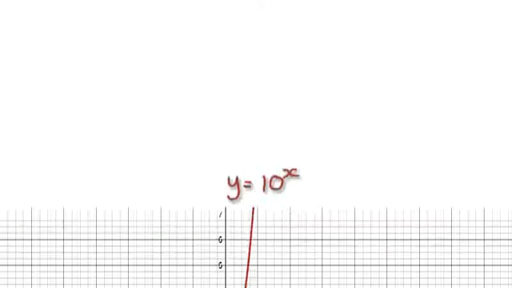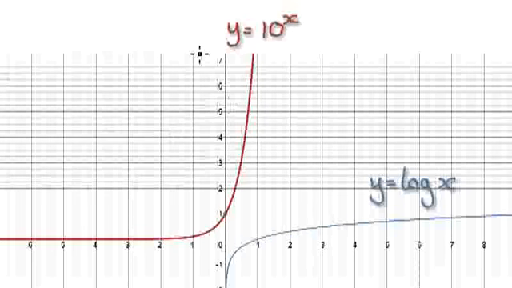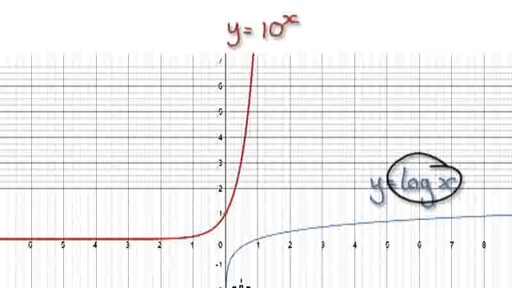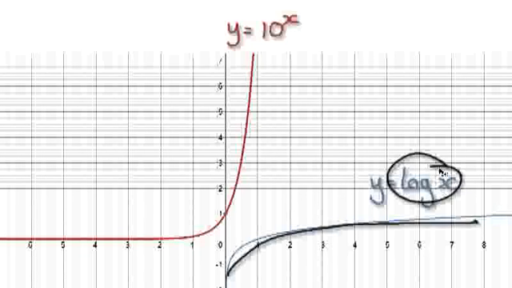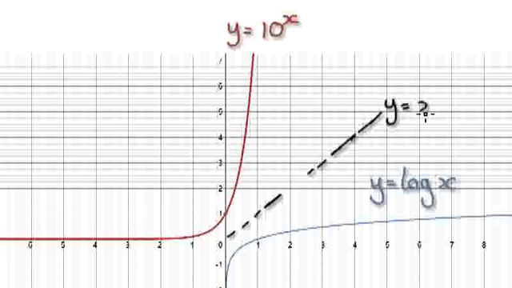So following on from the previous video, we've seen that if you get a graph plotter and plot y equals 10 to the power of x, it will give you this red line here. And then if you plot log of x, it will give you this blue line here. And as it turns out, the log of x is the inverse of this function here, because it's a reflection along the y equals x diagonal line here.